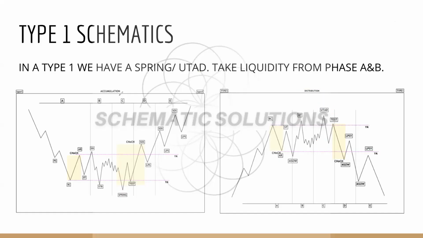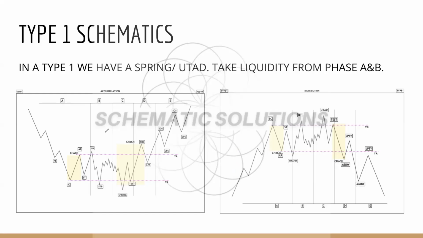So let's actually get into the phases. Let's get into some of the events so you guys can get a proper understanding of what we should be looking for. Pretty much in our phase A, this is always going to be the phase that's stopping the previous trend. In accumulation, we're stopping the previous bearish trend. In distribution, we're stopping the previous bullish trend. And that's all phase A is pretty much supposed to accomplish.